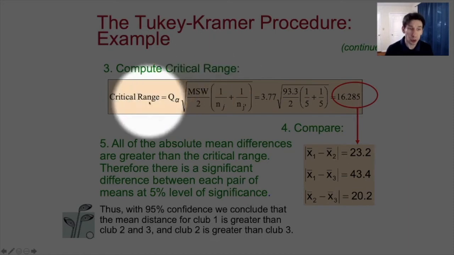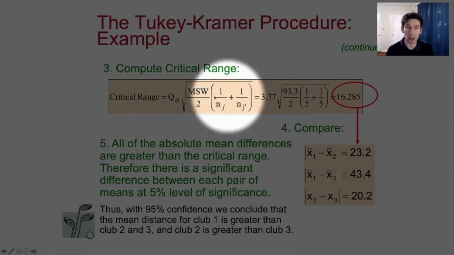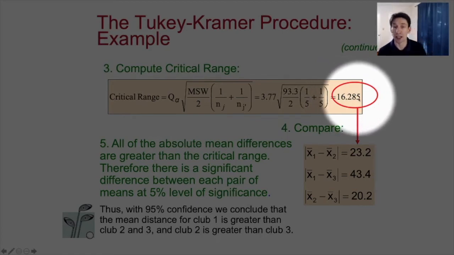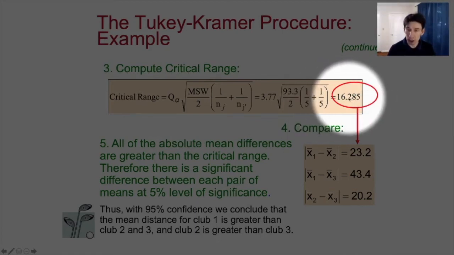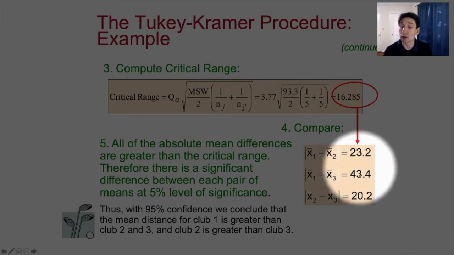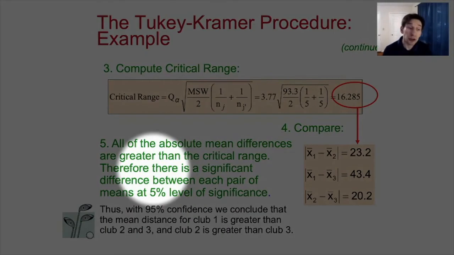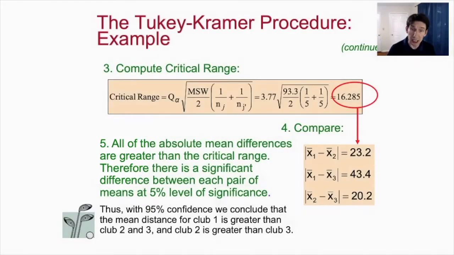Then you compute the critical range with this big formula that we're not going to go into. Critical range is equal to 16.285. And then you compare this critical range to these absolute values of the mean differences that you just calculated. So that is your step 5. You make your determination as to which pairs of means are different. In our case here, they are all different.